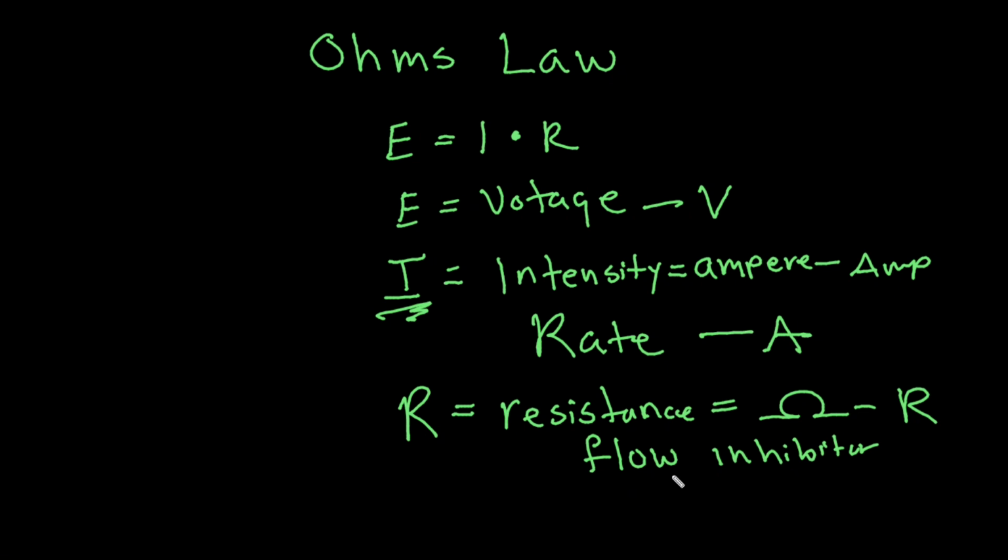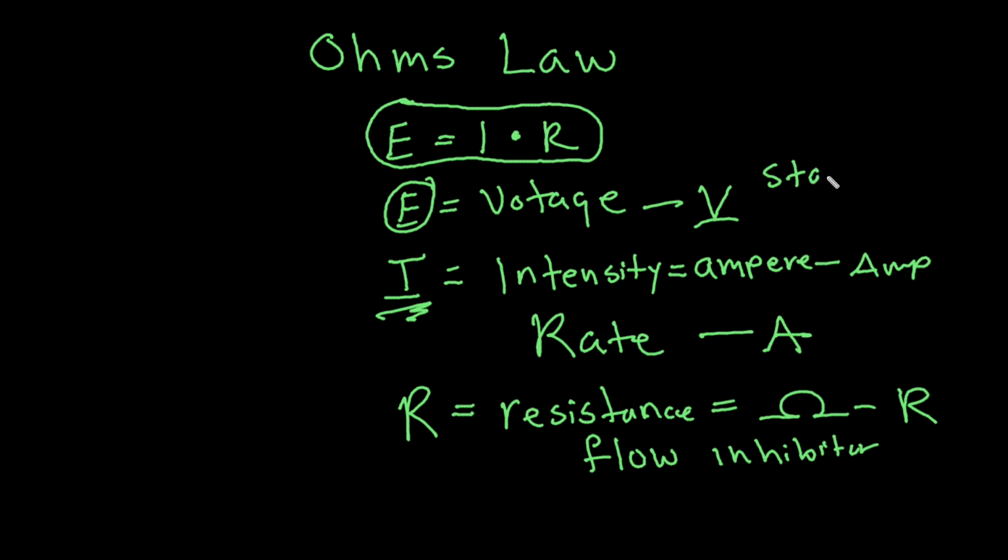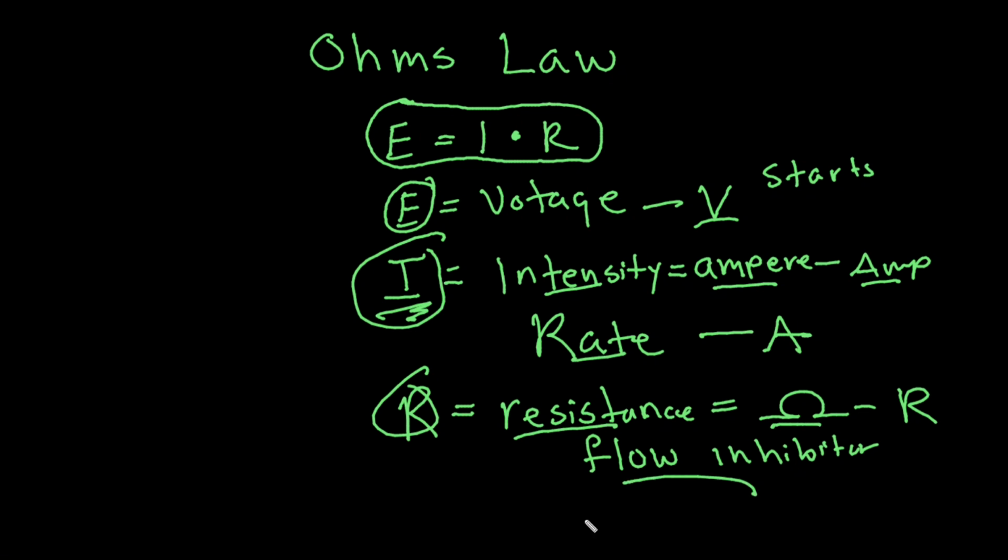All right, so we now know Ohm's law's formula, E equals I times R. E is the voltage, symbol V, and this is what starts the process. Then we have I, the intensity, unit is the ampere, that is the amp, and it is the rate. Finally, we have R, that is resistance, symbol is omega, and that is our flow inhibitor. Now, let me show you an easy way to think about this.